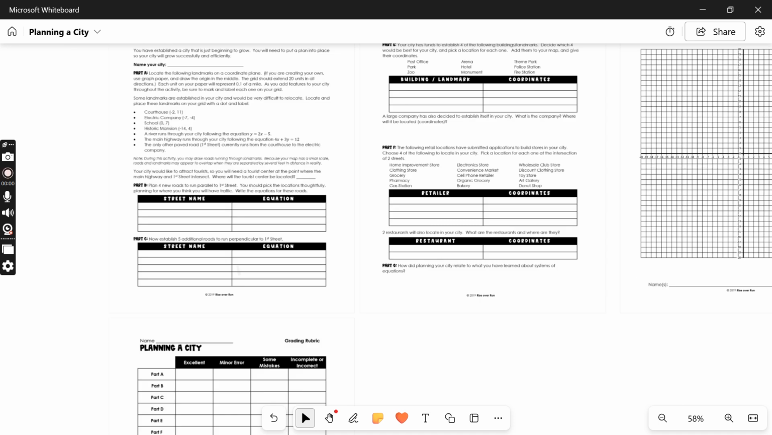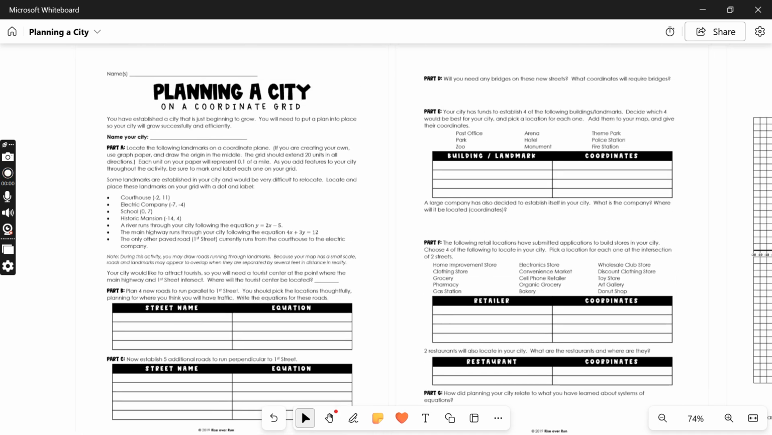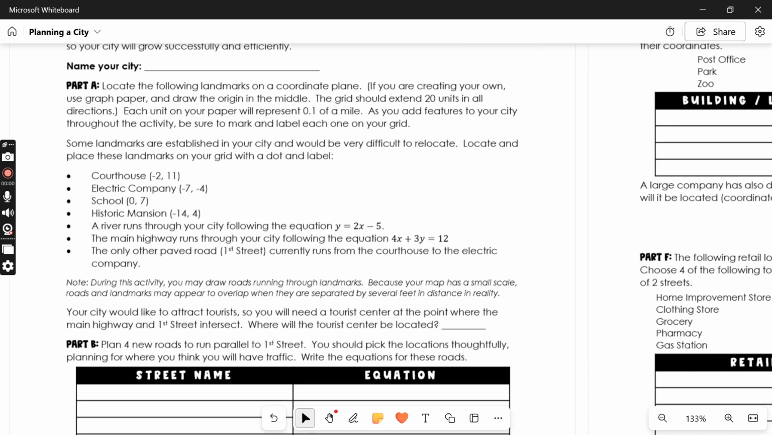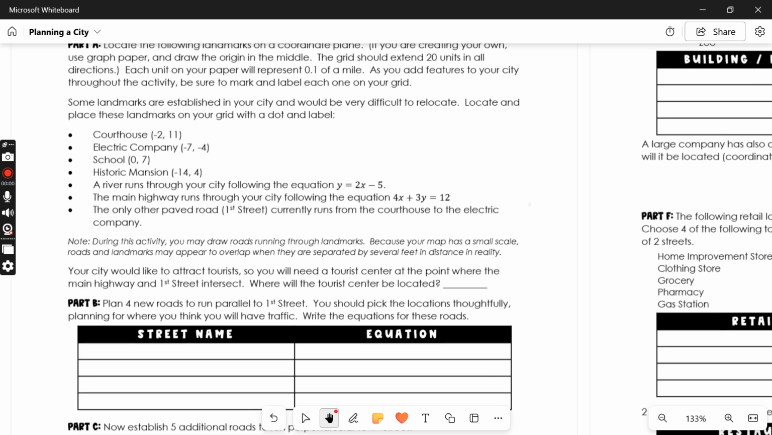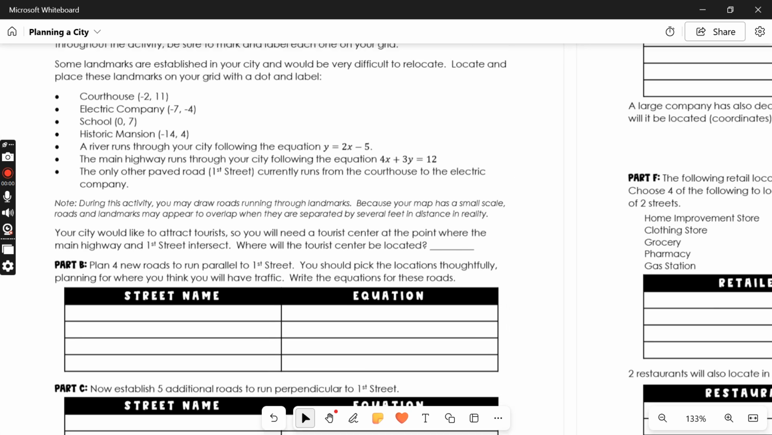Okay? So first part of this, part A, you're going to graph the 7 things that are on here. You have 4 points and places. And then you have 3 lines. That could be a river, highway, and another road. Just make sure you follow what it says here. You might have to solve them, like this one right here, 4x plus 3y equals 12. You're going to have to solve that for y in order to graph it.